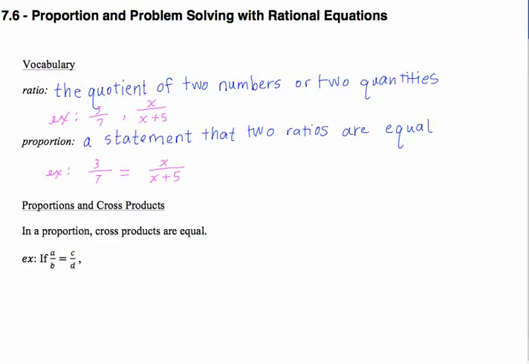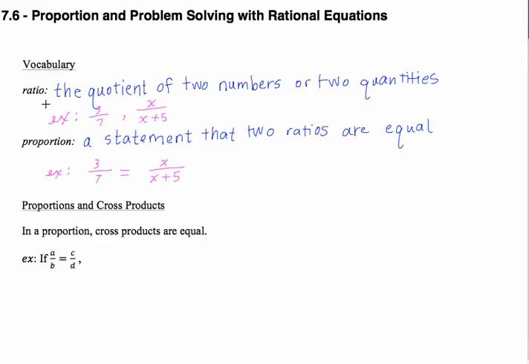proportions. All right, before we get to proportions, you need to know some vocabulary. What is a ratio? A ratio is just a quotient of two numbers or two quantities. For example, 3/7, that's a ratio. 7/3 would also be a ratio. It can also involve variables, so it could be something such as x over the quantity x plus 5, or the reverse of that.